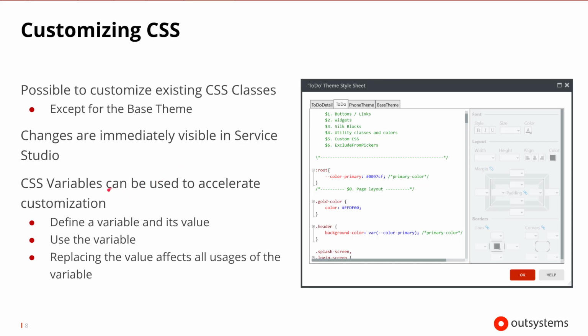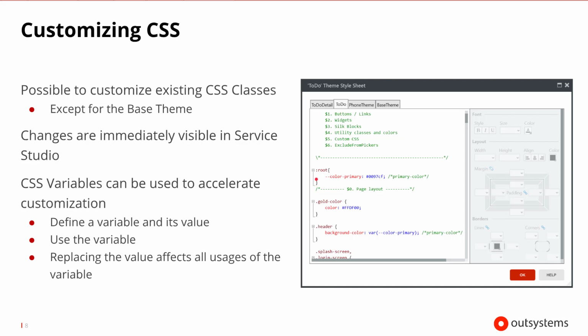And another important thing that's available now is CSS variables. And they can be used to accelerate and change our CSS classes even faster. And that's because we can define a variable and give it a value, and then use that variable in many places inside of the style sheet. And where that variable exists, it will be replaced with the value that is there for all of the uses of that variable. So how does that sort of work?